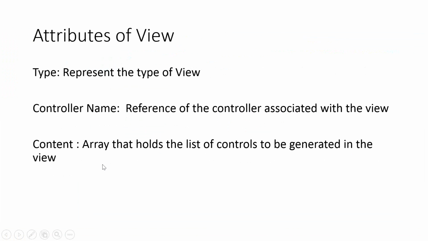Some of the important attributes of the view are the type, which represents what type of view it is, in this case the JSON view. Another is the controller name property, which is the controller associated with the respective view. The third important property is the content property. The content property is basically an array, and inside this array you are going to populate all your controls.